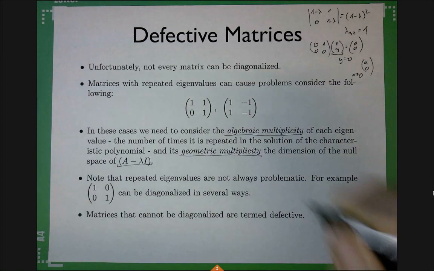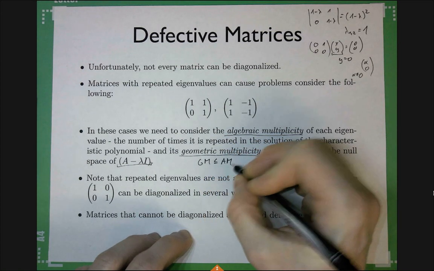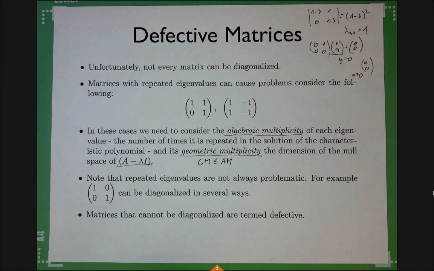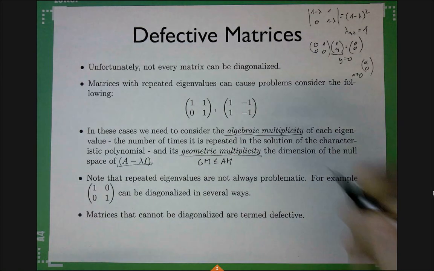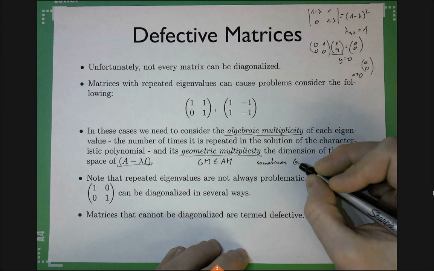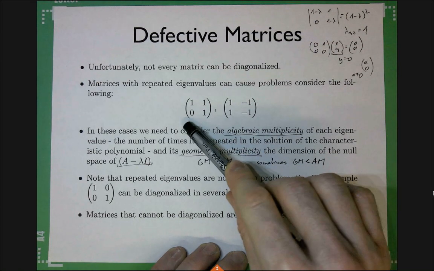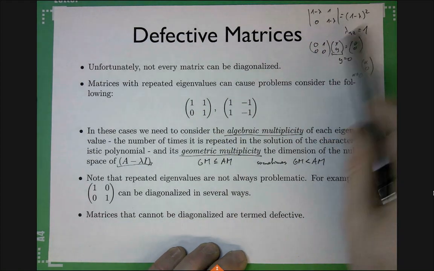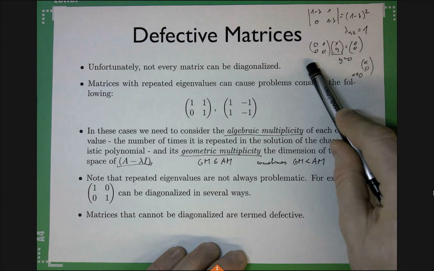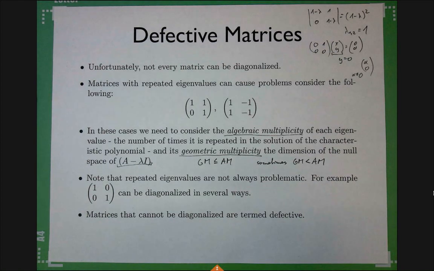It is true that the geometric multiplicity is always less than or equal to the algebraic one, but unfortunately sometimes it happens that the GM can be strictly less than the AM. What's the example of this matrix, right? The geometric multiplicity of the eigenvalue 1 was just 1, but the algebraic was 2. So if this happens, we don't have a full set of eigenvectors, and therefore we cannot diagonalize.